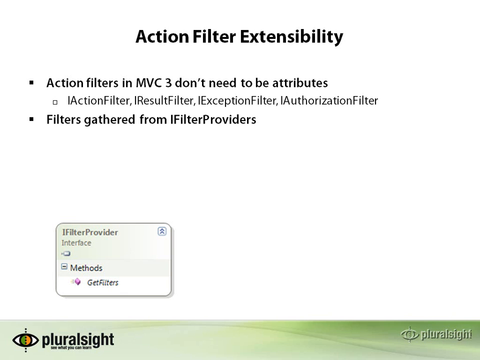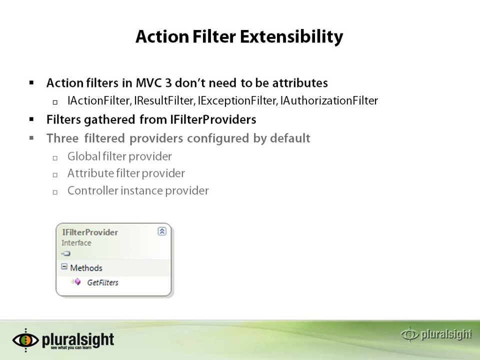There are going to be multiple filter providers inside of the runtime. So just like view engines, you can have multiple filter providers. The three providers that come with the MVC runtime by default are the global filter provider that will take care of global filters that apply to every action, an attribute filter provider that will find the filters described by attributes on a specific controller or action, and then there's going to be a controller instance provider.